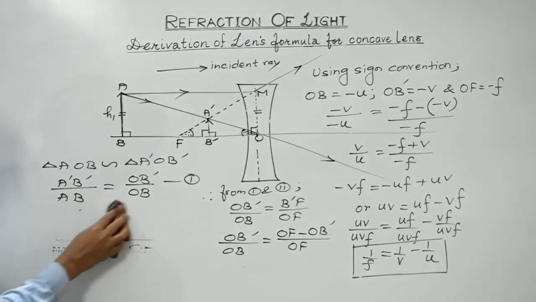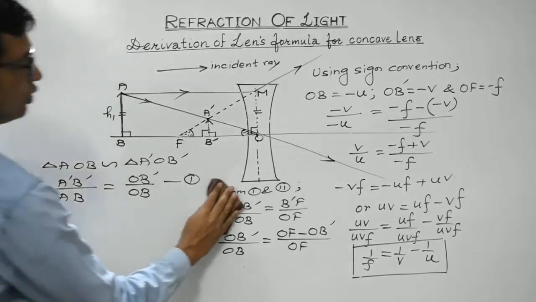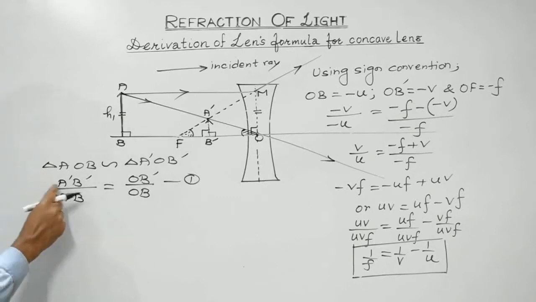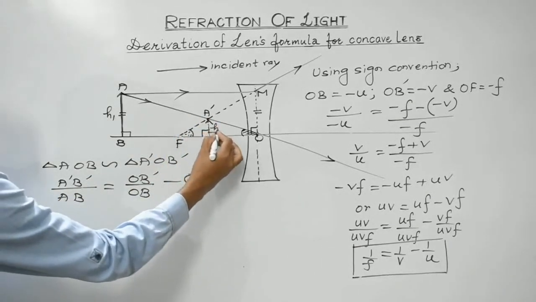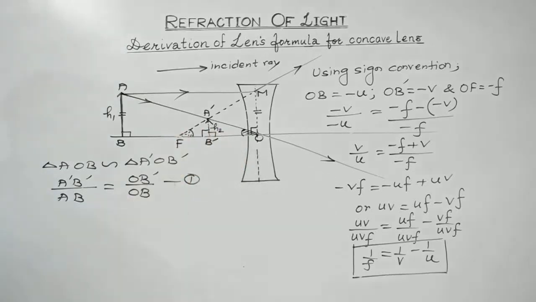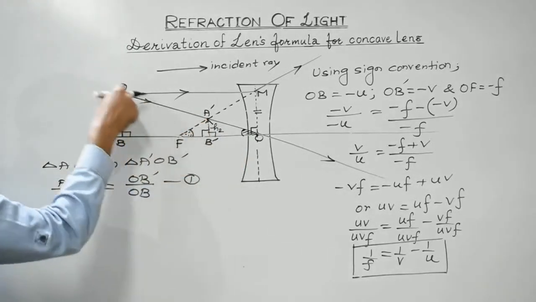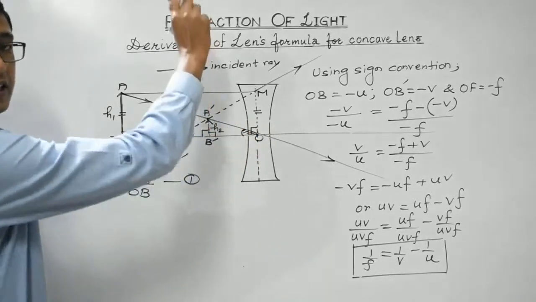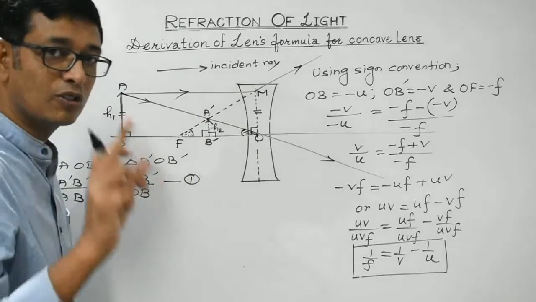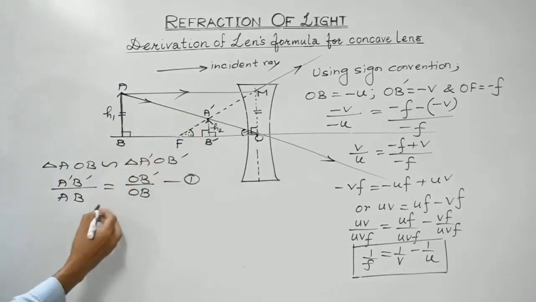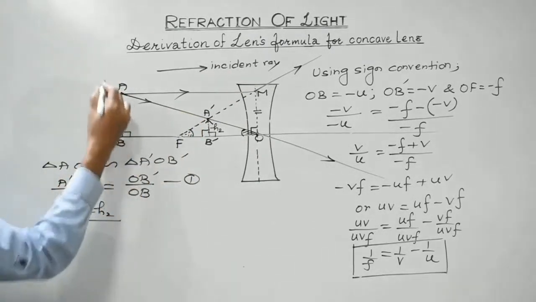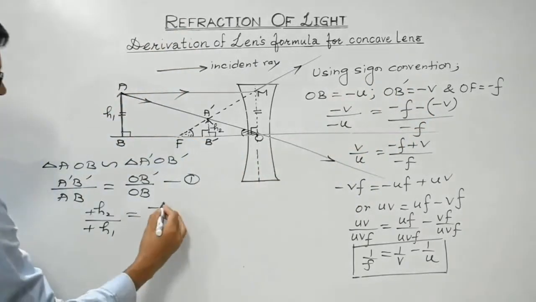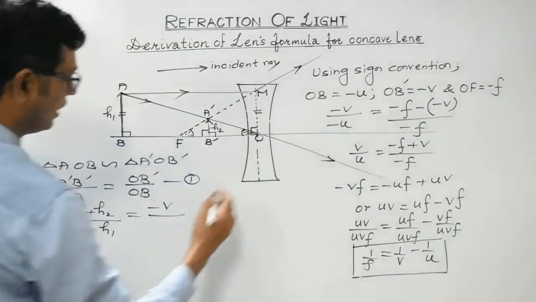So directly we can make use of the sign convention in equation 1. So what we get is, A'B' is the image, this is the size of the image h2. Now look, it is erect, the object obviously is erect, so both are measured perpendicular to the principal axis and in the upward direction. So both are to be assigned positive sign. So A'B' will be equal to plus h2. AB being erect, it is plus h1. OB' is minus v. OB is minus u.